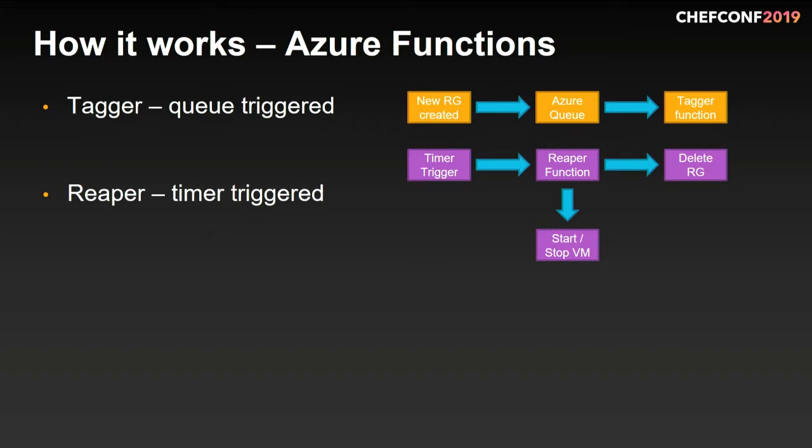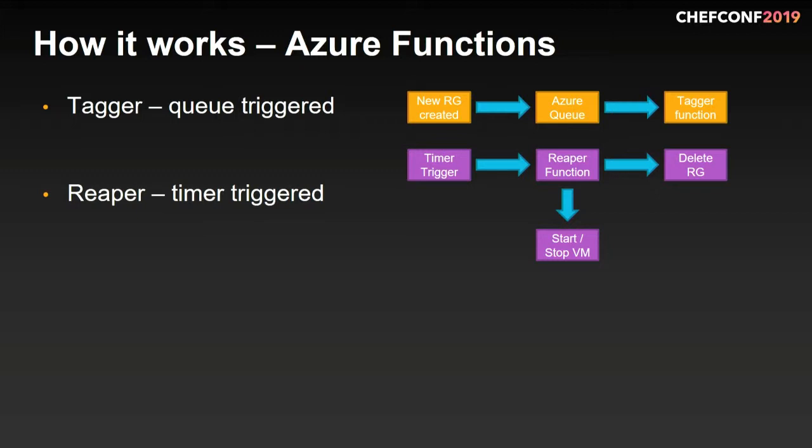The second function is how the Reaper works. Now, the Reaper itself is timer triggered, and by default, I don't think you can change it at the moment, it runs every 10 minutes. It gets a list of all the resource groups in that subscription and looks at each one in turn. It says, right, okay, am I in use? Yes, well, I'll skip it. If I'm not, am I expired, so I need to be deleted, in which case it will delete the RG.